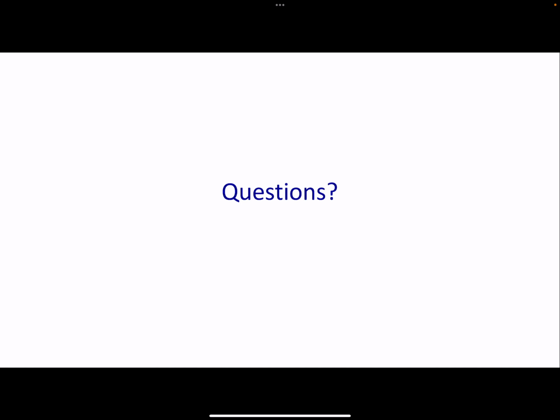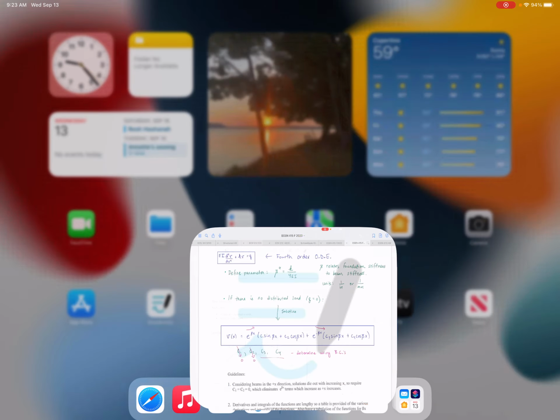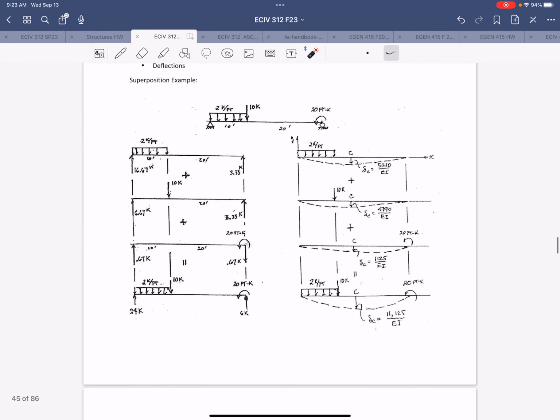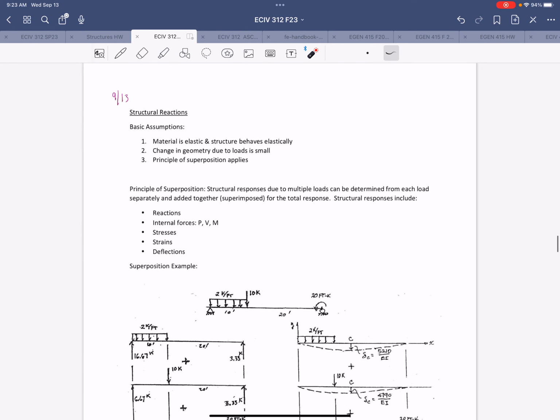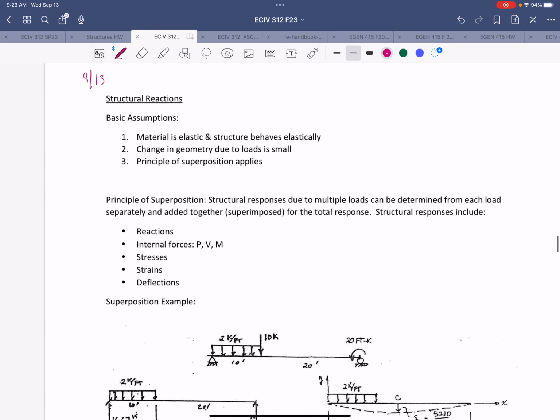All right. Any questions before we jump into skeleton notes here? All right. Good deal. So a lot of this stuff I already covered in the handout, but I'll just touch on it and make a few notes with you here.